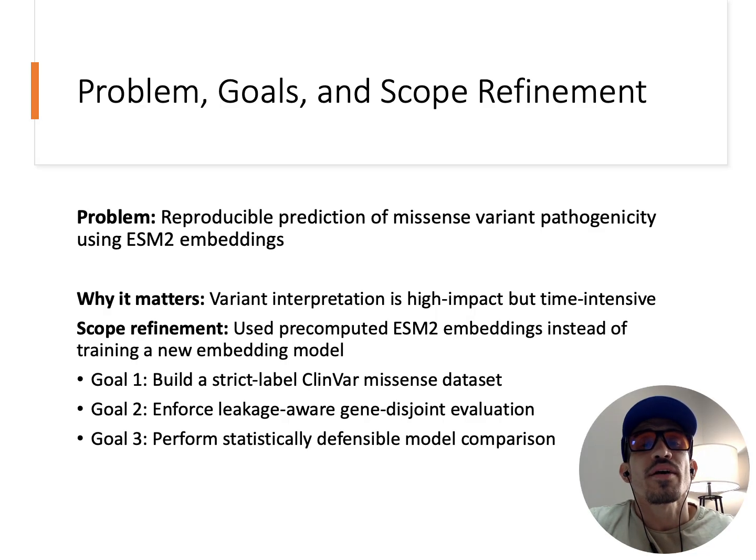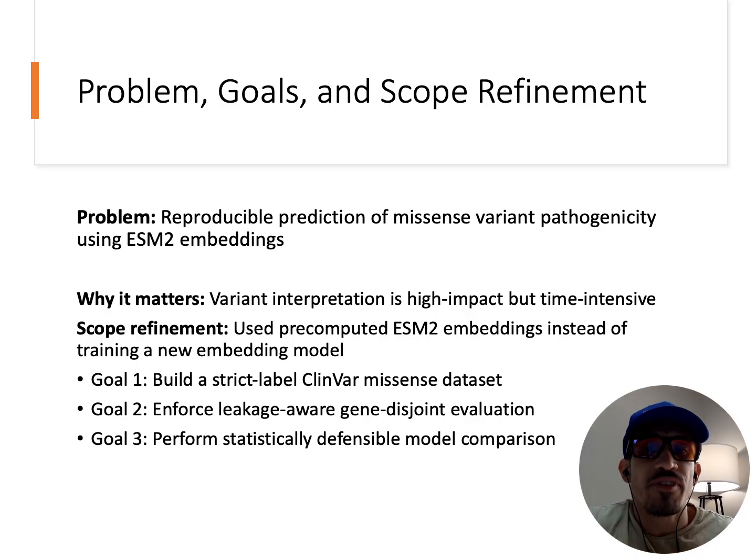The project's goal is to classify ClinVar missense variants as pathogenic or benign using protein language model embeddings, while enforcing rigorous leakage controls and reproducible evaluation. The core motivation is practical. Variant interpretation is high impact, but slow and complex, and we need reproducible machine learning support for prioritization.